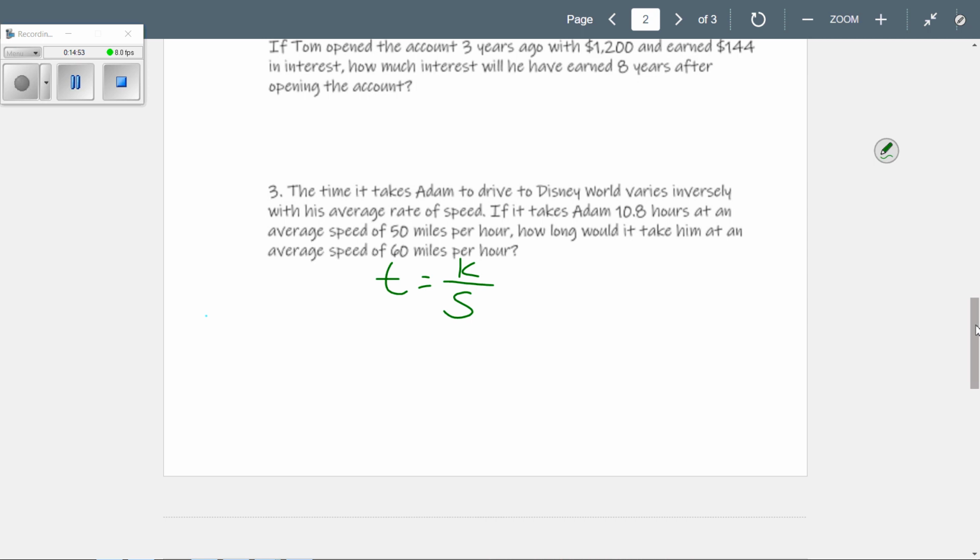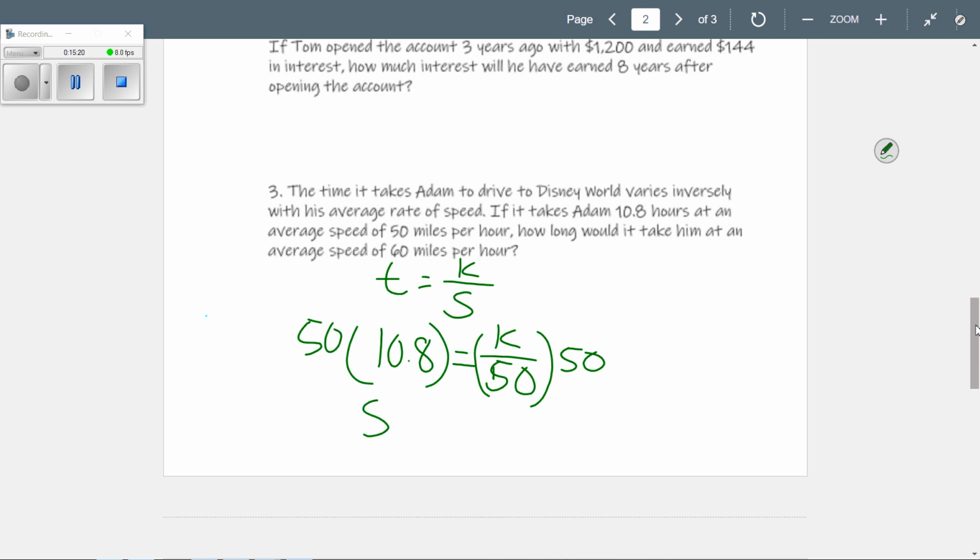Again, I'm not making it up. You get it from the problem. All right? So let's go with 10.8, that's the time it took first, equals k over 50. All right. Now we multiply by 50. Multiply by 50. This is to get what k is. 540 equals k. So we found our constant.